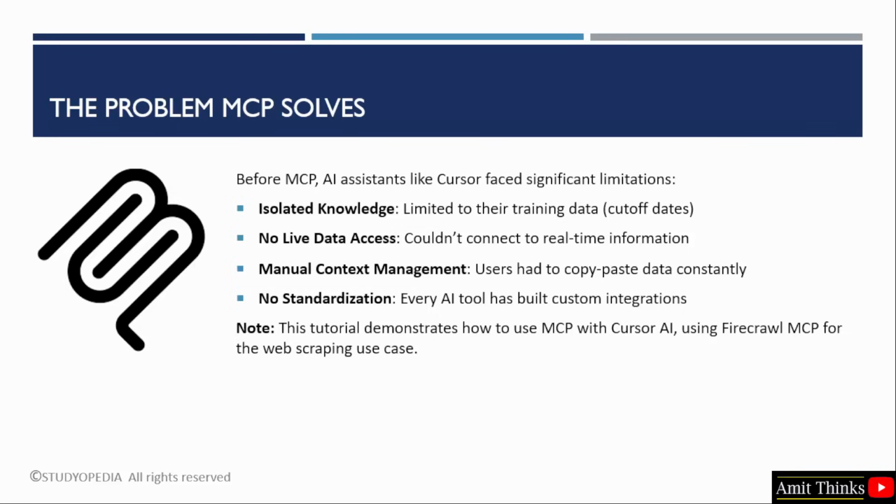Cumbersome context handling. Users had to manually copy and paste information to provide context, slowing workflows. Last one, lack of standardization. Each AI tool relied on custom one-off integrations, creating silos instead of interoperability. In this tutorial, we will use MCP with Cursor AI, using Firecrawl MCP for the web scraping use case.